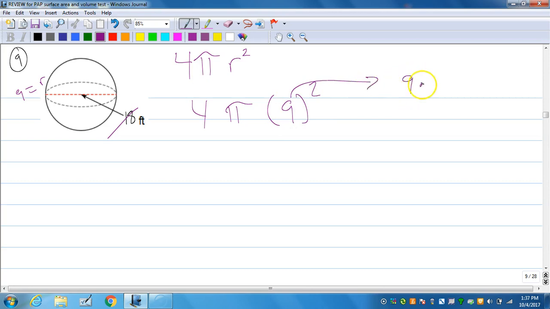9 squared is 9 times 9, which is 81. So you have 4 times pi times 81. You multiply the 4 and the 81, and it gives you 324. And then you bring down the pi symbol.